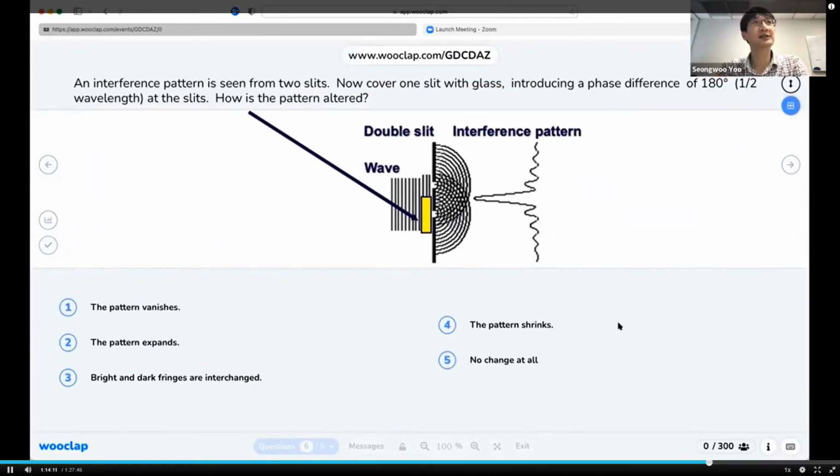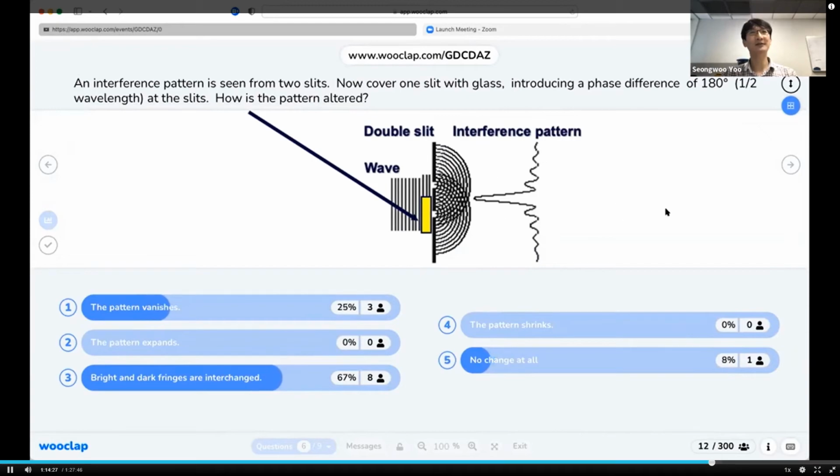An interference pattern is seen from the two slits. Now cover one slit with glass, introducing a phase difference of 180 degrees. Then what would happen to the pattern? We introduce a glass plate here to one of the slits. All right, then what would happen to the interference pattern?